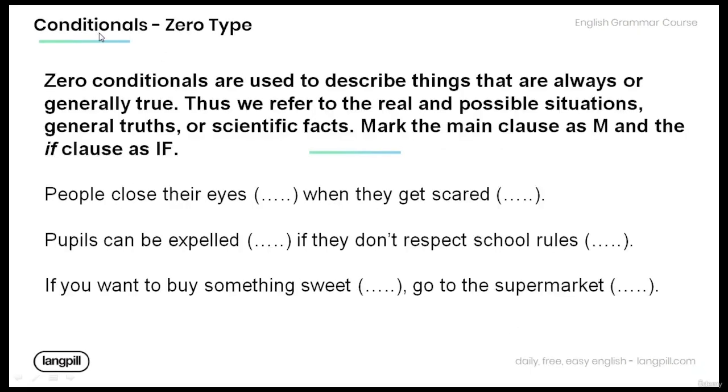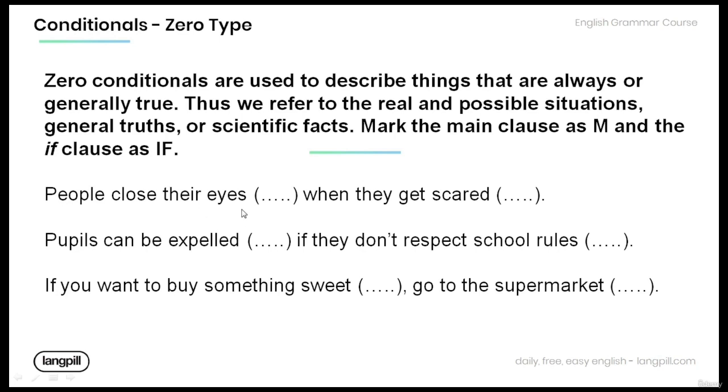Now, let's review and practice a bit. Remember that zero conditionals are used to describe things that are always or generally true. Thus, we refer to the real and possible situations, general truths, or scientific facts. Now read the sentences below and mark the main clause as MC and the if clause as IF.